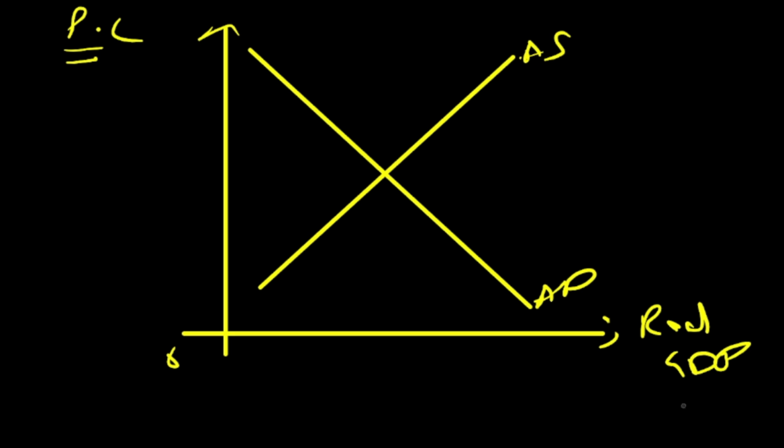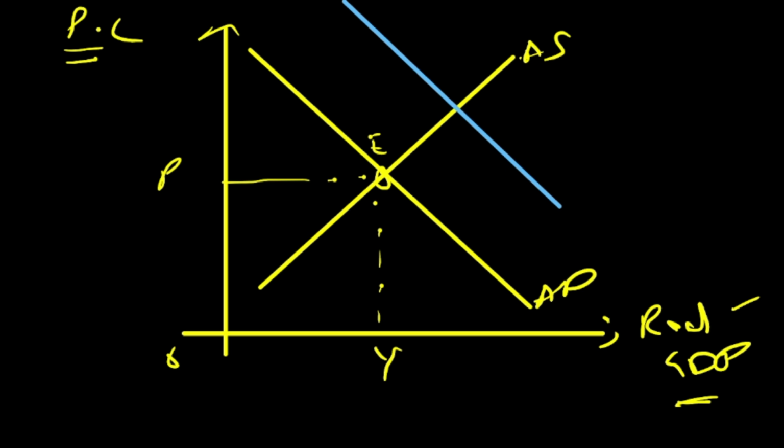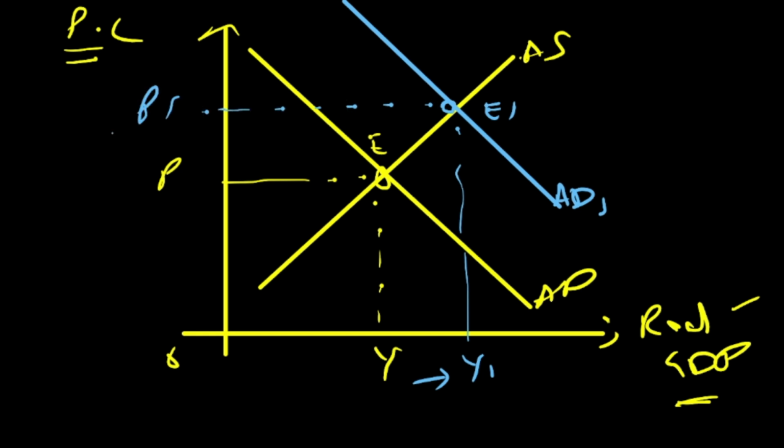Keep in mind, instead of writing quantity, we write basically real GDP here, and equilibrium takes place at E, where equilibrium output or real GDP is Y and price level is P. Now if there is an increase in aggregate demand due to depreciation of currency, then the aggregate demand curve will shift to the right and new aggregate demand is AD1, equilibrium will move to E1, so real GDP will rise to Y1, that is economic growth, and price level will increase to P1.